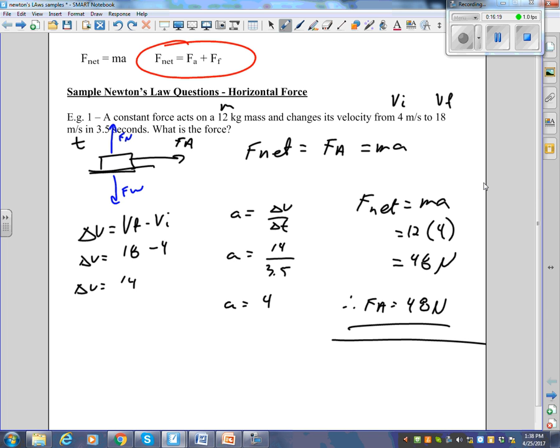Now, are you seeing how these are a little bit more steps than we did before? It's kind of the reverse of Russian nesting dolls. I'm kind of adding them on. Instead of pulling them apart, I'm putting them together.